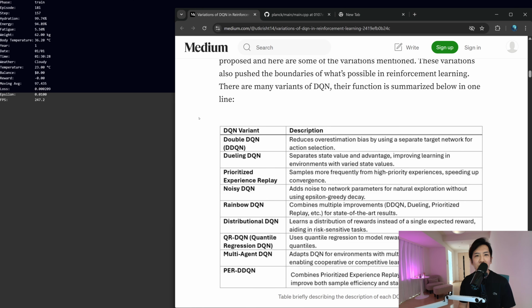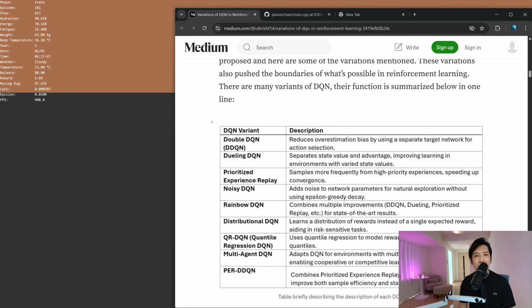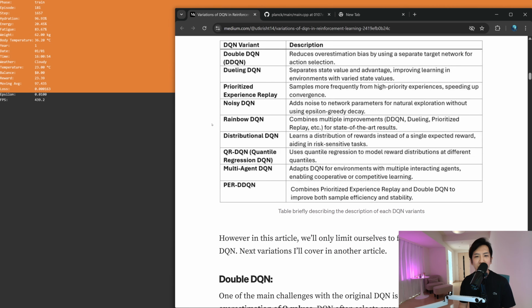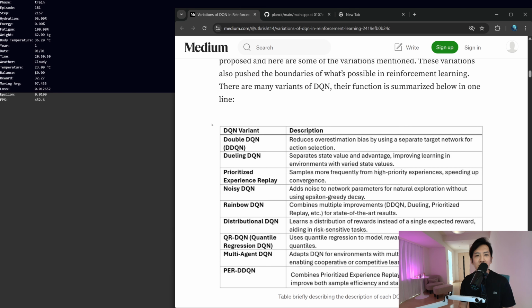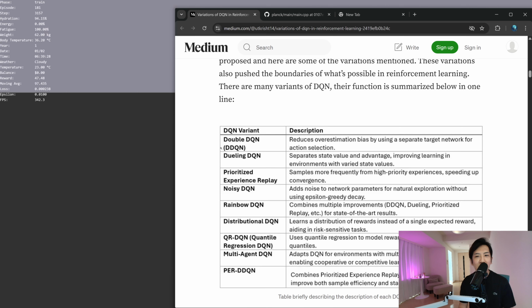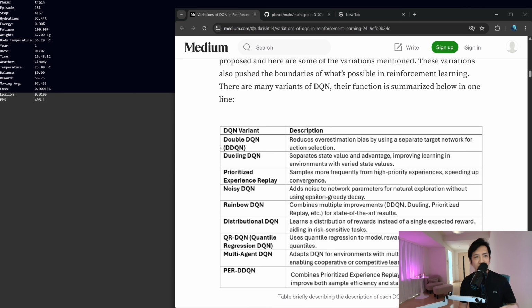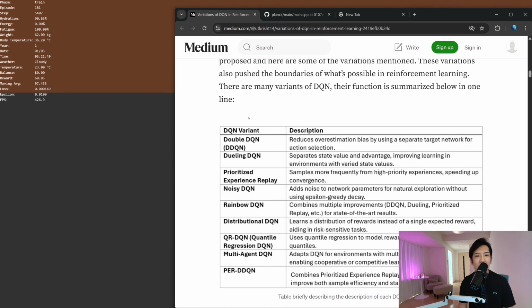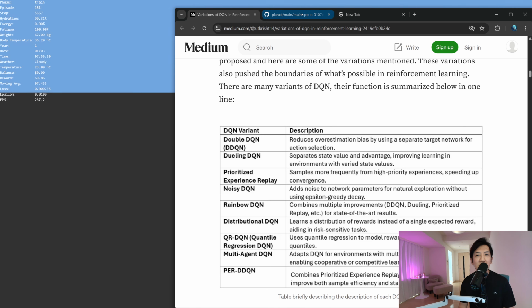So if we search for variations of DQN, there are a bunch of them, and this time I've decided to upgrade to Double DQN. I was using the most standard vanilla DQN, but this time I went for Double DQN.